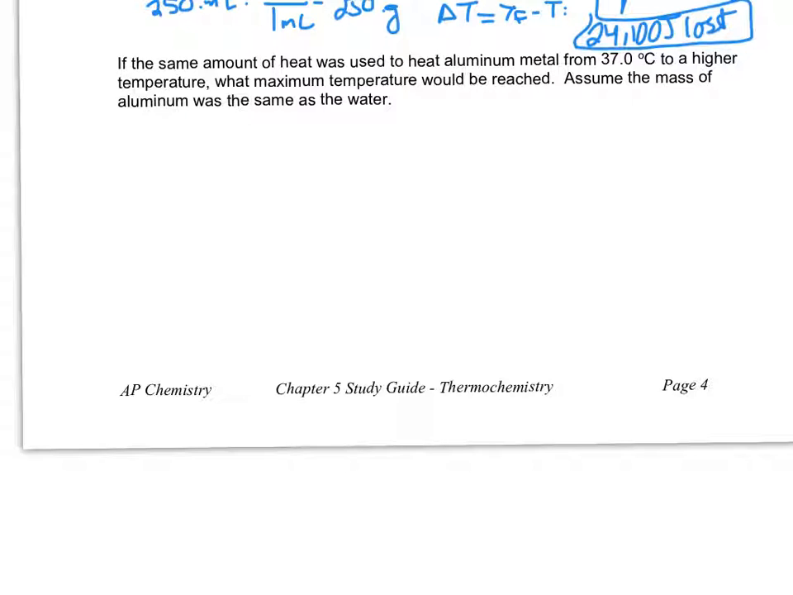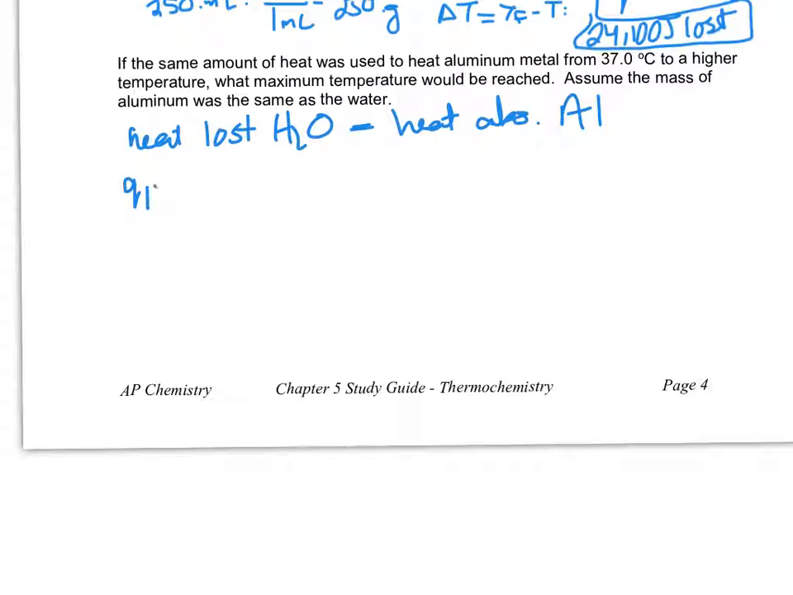So let's think about this. So we're saying the heat lost by the water is equal to the heat absorbed by the aluminum, or gained by the aluminum. So that means that Q of the water is equal to negative Q of the aluminum. Now the negative there tells you that it's the opposite sign, which means if the water is releasing, then the aluminum is absorbing. Now if that bothers you, you don't have to write that down.